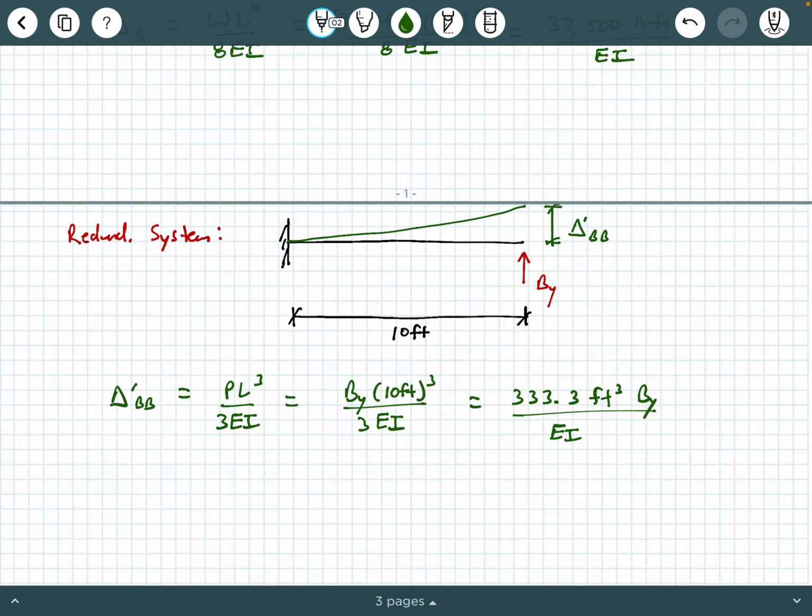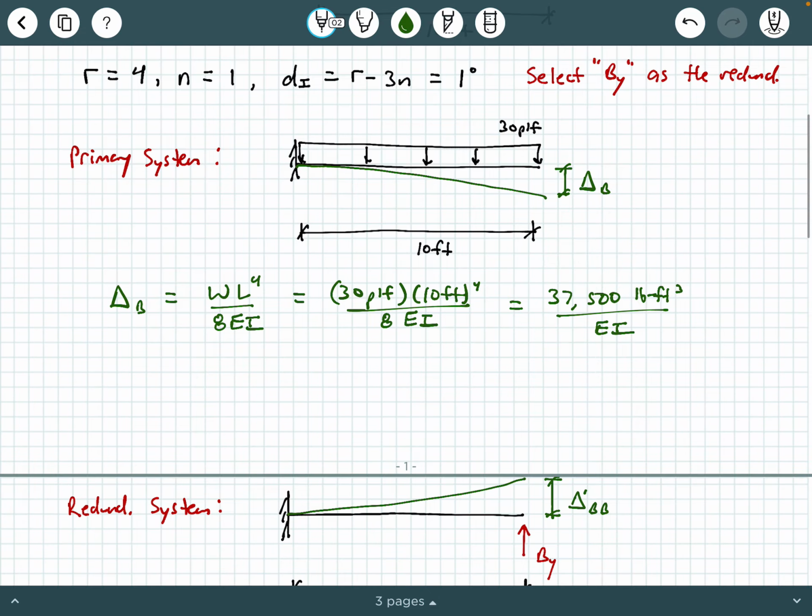Now we've got to be careful here, okay? In our redundant system, we see that this delta prime BB is deflecting upwards, and then if we scroll back to our primary system, we see that that delta B, which is coming from this nonlinear deflection diagram, is deflecting downwards.